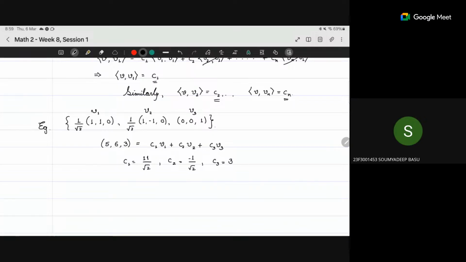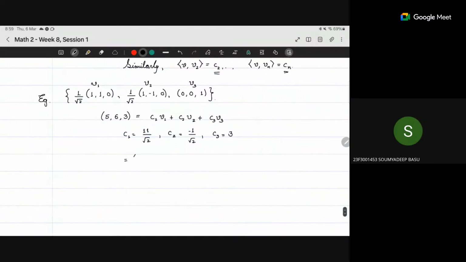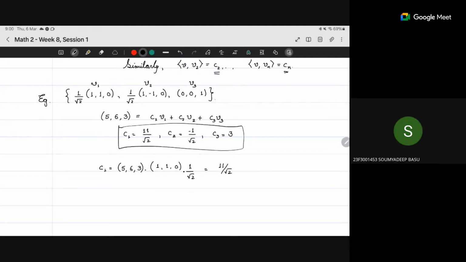So how did I get this? Just by using the above formula. I have to just do the inner product, which in this case is just the dot product. For C1, I have to take the inner product of the given vector with the first vector, (1,1,0) divided by root 2, or I'll just put the 1 by root 2 outside. And this is just what? 5 plus 6 by root 2. This is 11 by root 2, and so on. So I get the coefficients quite easily if I have an orthonormal basis.